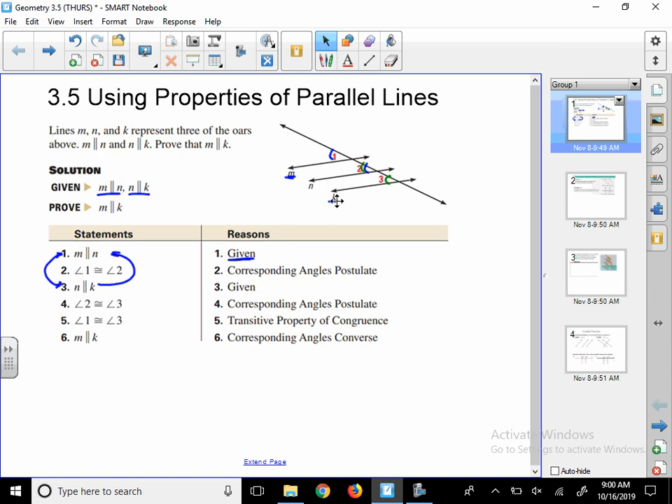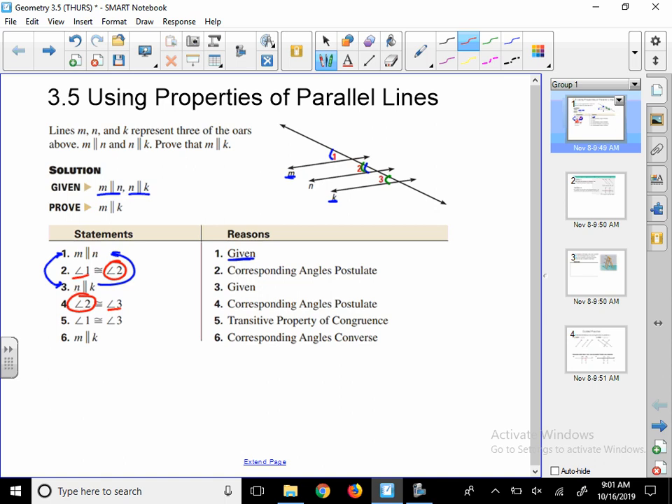Finally, we can say that angle 1 is congruent to angle 3. Okay? Since angle 1 and angle 3 are both congruent to angle 2. That's the key here. Since they are both congruent to angle 2, they are going to be congruent to each other. Okay? So that is our transitive property.